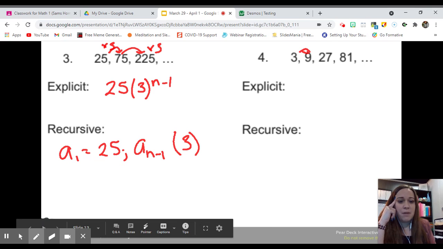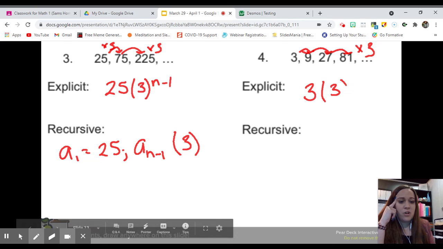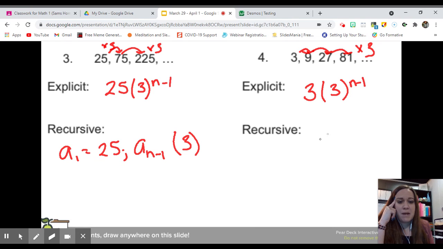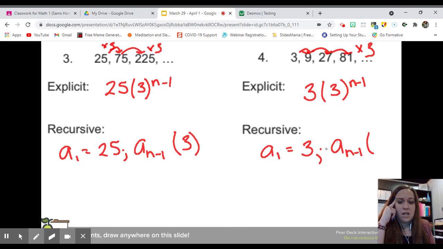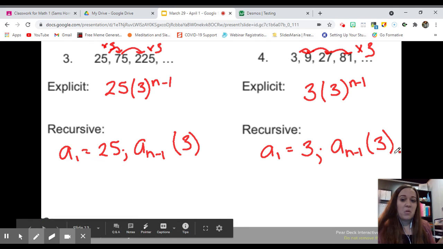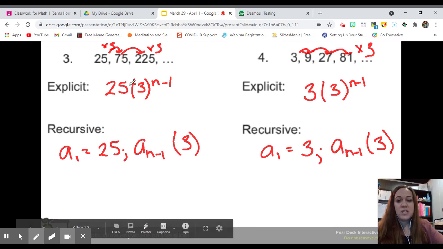On this one, I need to find my ratio, which happens to be 3 as well. And to find my explicit formula, I use the first term times the ratio, and then n minus 1 being my exponent. Recursive just asks me to state the first term, which is 3. There's a semicolon there. We have A sub n minus 1 times 3. Okay, so there was writing your explicit, there was writing your recursive.